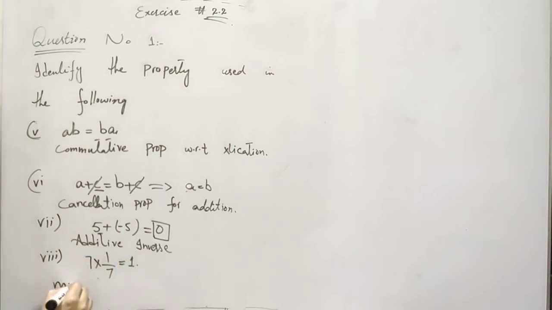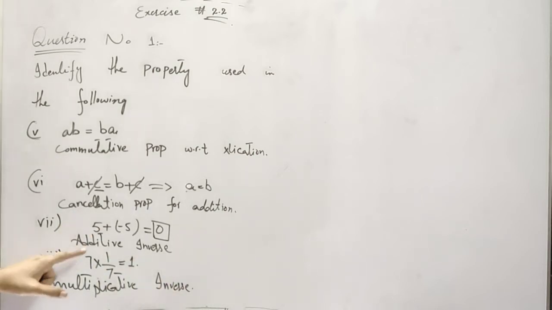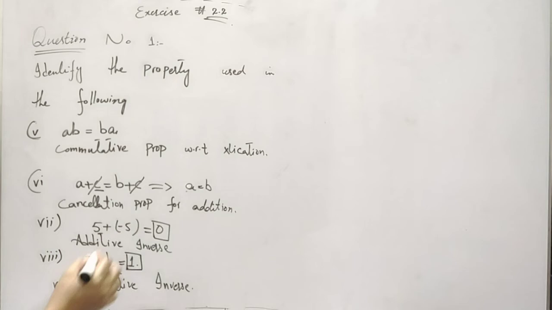This is the multiplicative inverse. Seven multiplied by 1 by 7 is equal to 1. This is the multiplicative inverse. The multiplicative inverse says that if we multiply any two numbers, the answer will be the multiplicative identity, and 1 is the multiplicative identity. If we multiply 7 with 1 by 7, the answer is the multiplicative identity, so it means that this is the multiplicative inverse property.